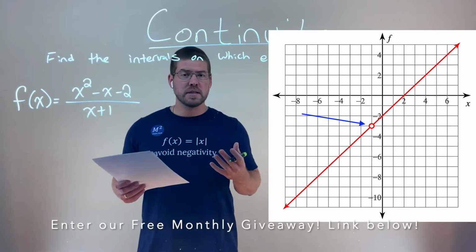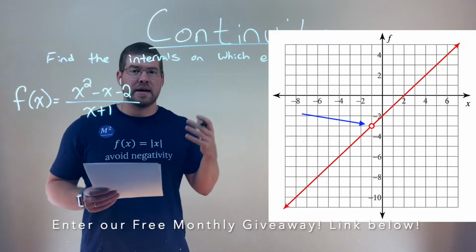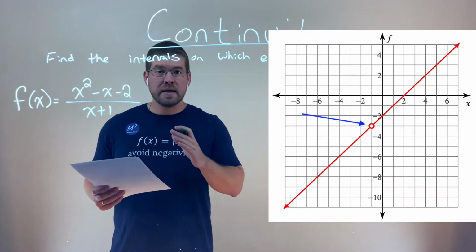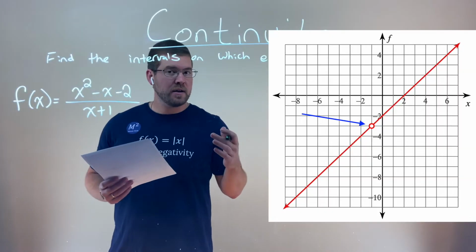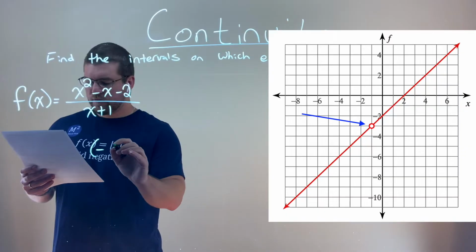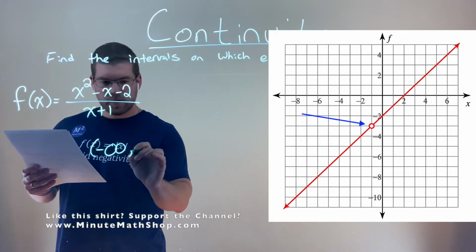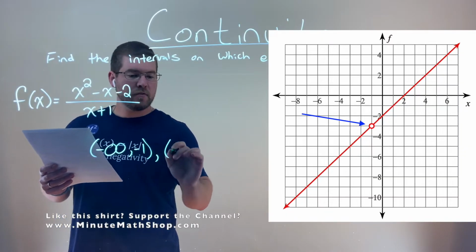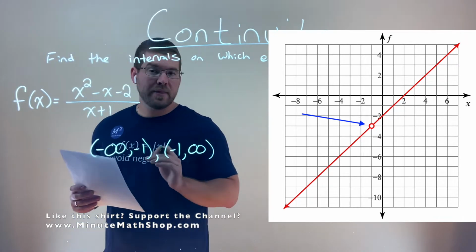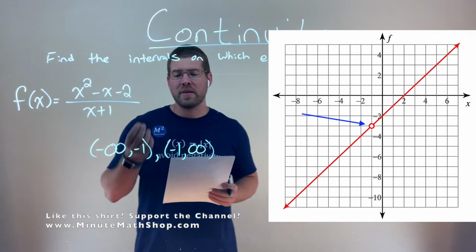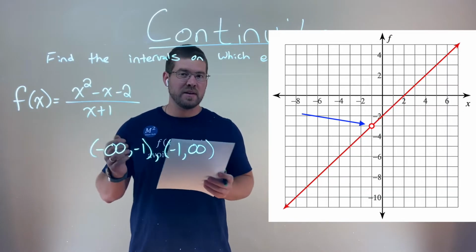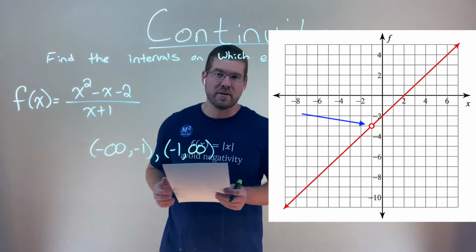So where is this function continuous? Well, it's not continuous at -1 because it doesn't exist there. But pretty much any other value leading up to that -1 from either side is continuous. So we would say that this function is continuous from -infinity to -1 and from -1 to positive infinity. But notice we have the parentheses around the -1 showing that it's not continuous there at -1. So it's continuous everywhere except for -1, and that is our final answer.